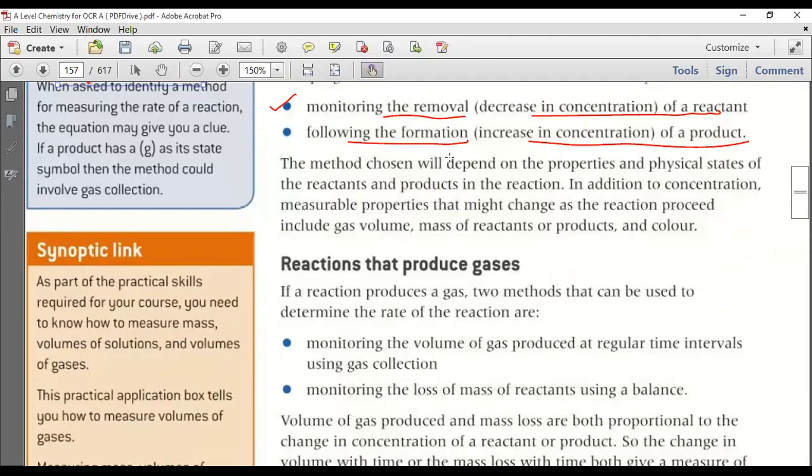So the method chosen will depend upon the properties and the physical state of the reactant and the product of the reaction. In addition to the concentration, measurable properties might change as the reaction proceeds, including gas volume, mass of reactant or product, and color. Because of this, sometimes we can make sure with the help of pressure, color change, or reactant or product mass, and all these things can help tell us whether the change is chemical or not, and whether the change is finished or not.